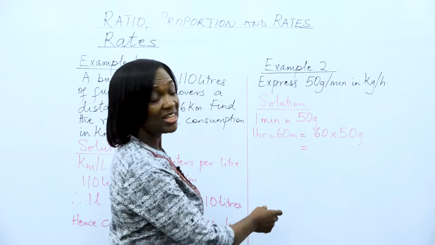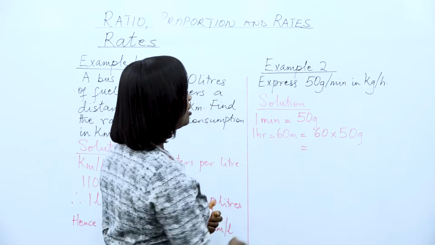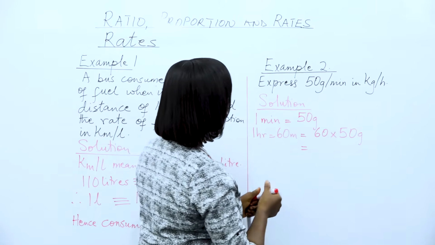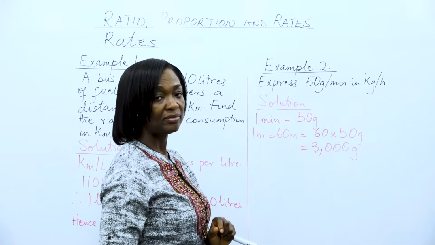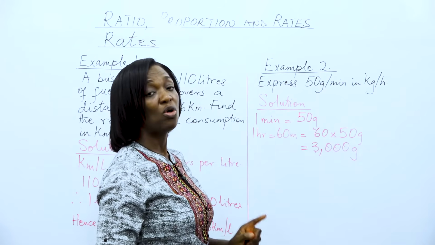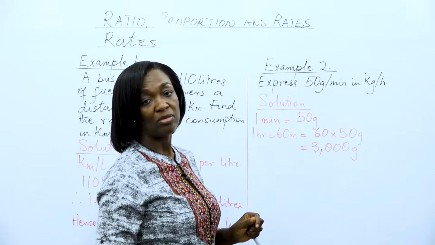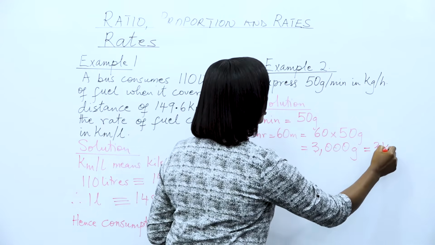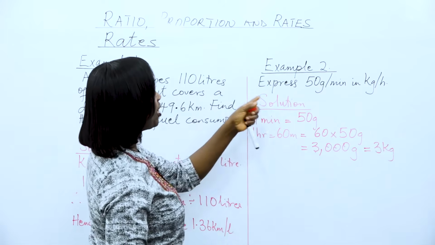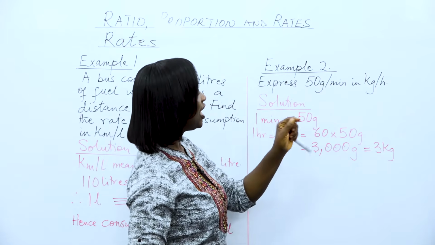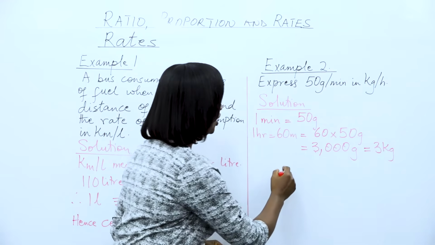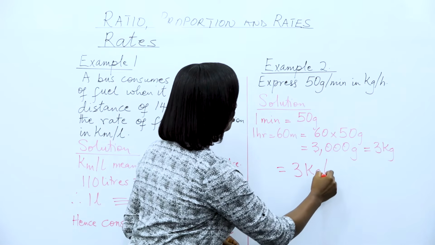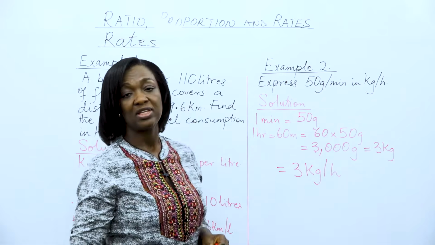So that implies that in 60 minutes, you would have 60 times 50 grams, and that will be 3,000 grams. And we know that 1,000 grams is equal to 1 kilogram. So 3,000 grams will be equal to 3 kilograms. So expressing 50 grams per minute in kilograms per hour will give us 3 kilograms per hour, because an hour is 60 minutes.